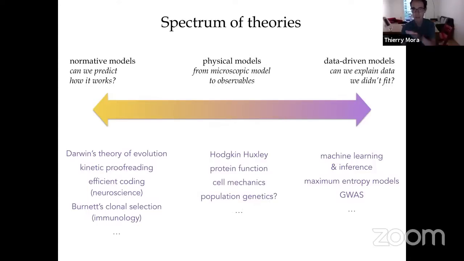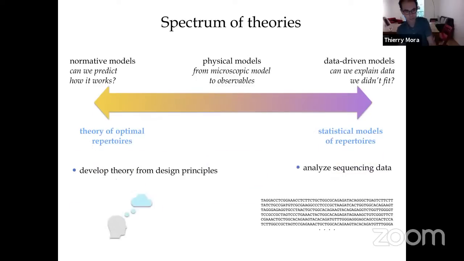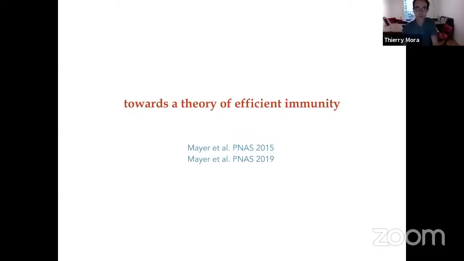I'm drawing this spectrum because I want to talk to you about two very different approaches that lie on opposite ends of the spectrum. First, I'll tell you about a theory of optimal repertoires to try to answer this question of sharing. Then second, I'll move on to data-driven models to answer this question. So let me start with the first part. It's a theory of efficient immunity.